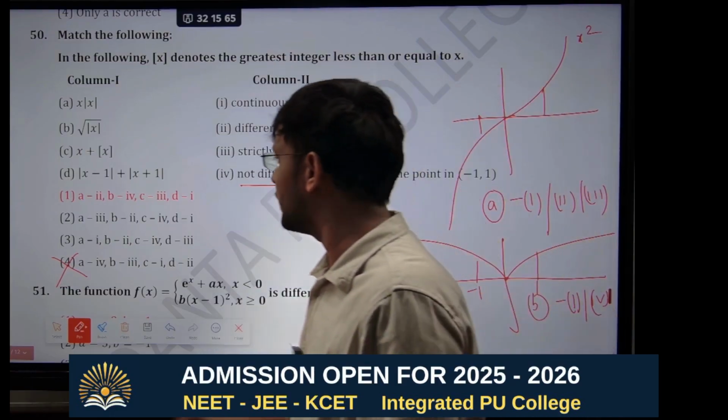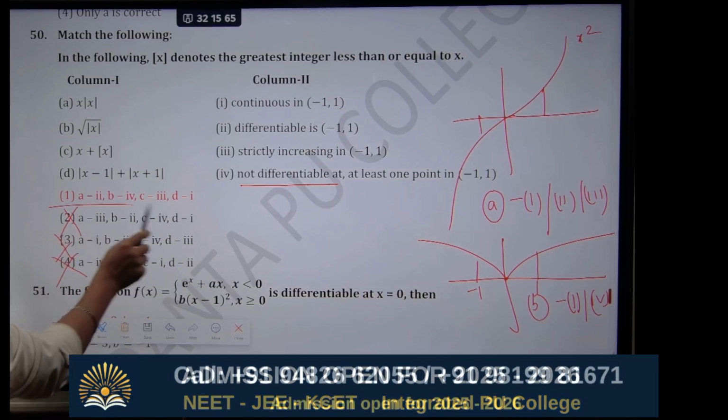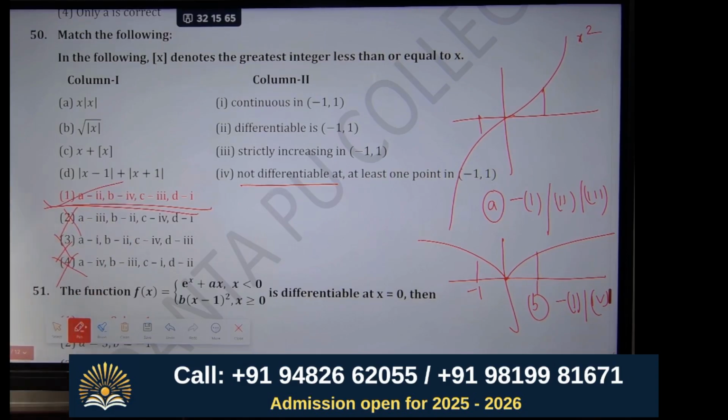So 2 got eliminated for B. So B has only 1 or 4. So this 2 is not there. So obviously this is the answer, option number 1.